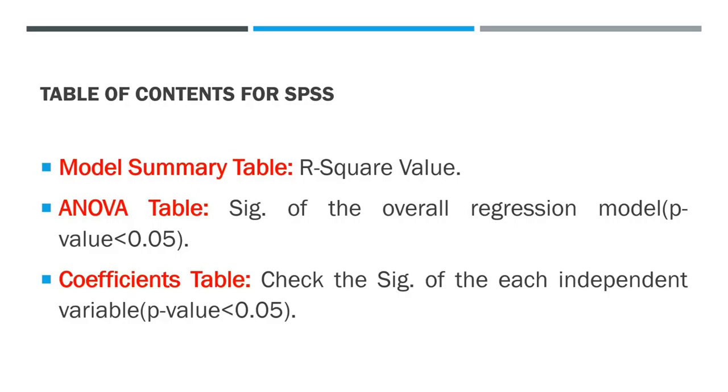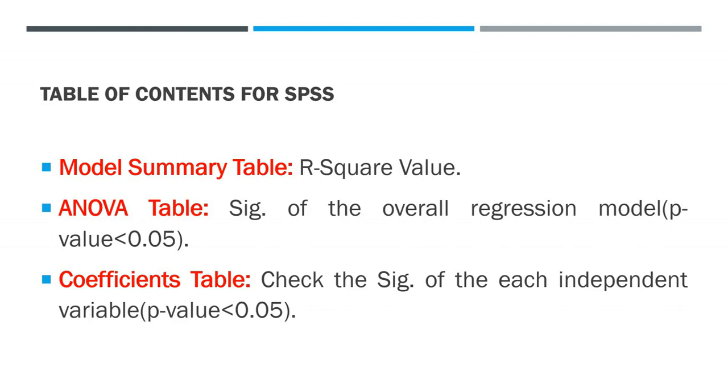After performing multiple linear regression in SPSS, we get three tables. The first one is model summary table, second one is ANOVA table, and the third one is coefficients table. In model summary table, we check the R-square value. R-square value tells us how much the independent variables are explaining the dependent variable. In ANOVA table, we check the overall significance of the regression model. If p-value is less than 0.05, then we conclude that the overall regression model is significant.